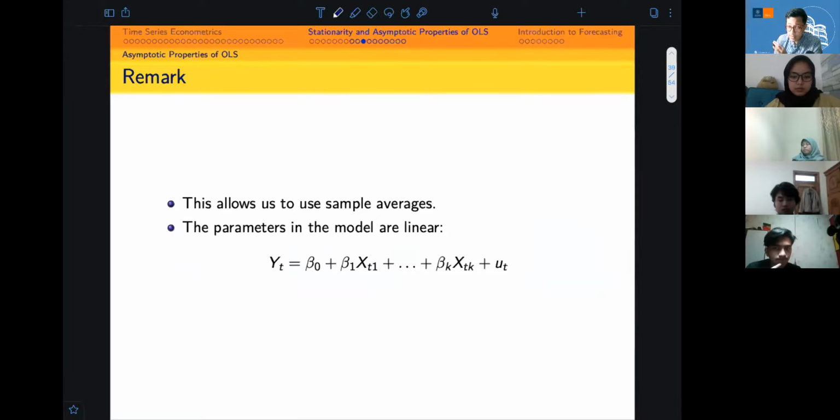Okay, and then we want the stationarity assumption because we want to use sample averages. Recall the first discussion in chapter 2, when we want to calculate the OLS coefficient, we need the sample averages. So the sample averages is valid only if we have a stationary variable. Okay, if you don't have a stationary variable, then the average is not going to be valid.